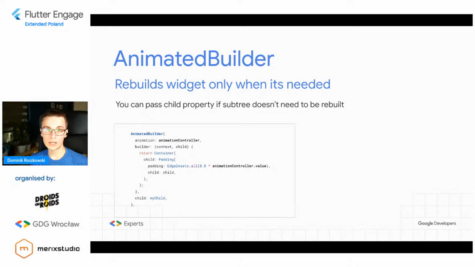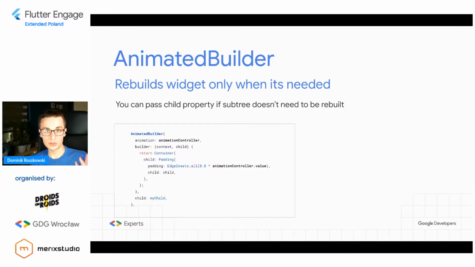So what animated builder does is that it accepts a listenable. So a listenable can be anything. It can be a change notifier. It can be any other listenable. But in practice, you will almost always use animation controller, and animation controller tells animated builder when it needs to rebuild.